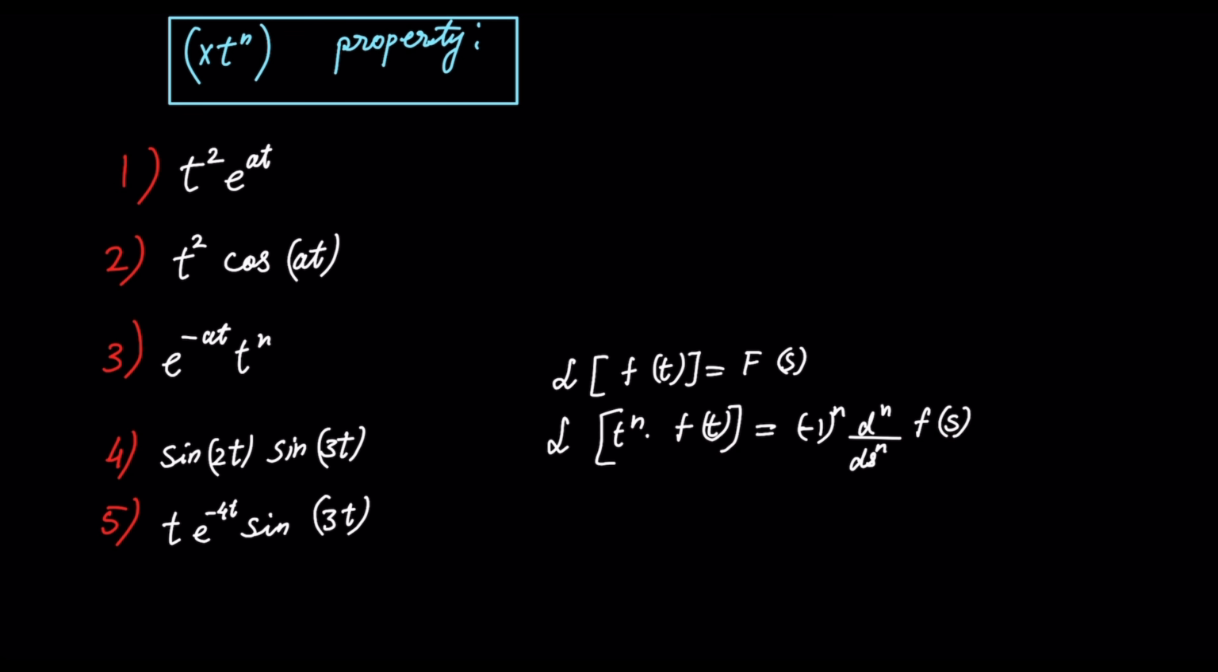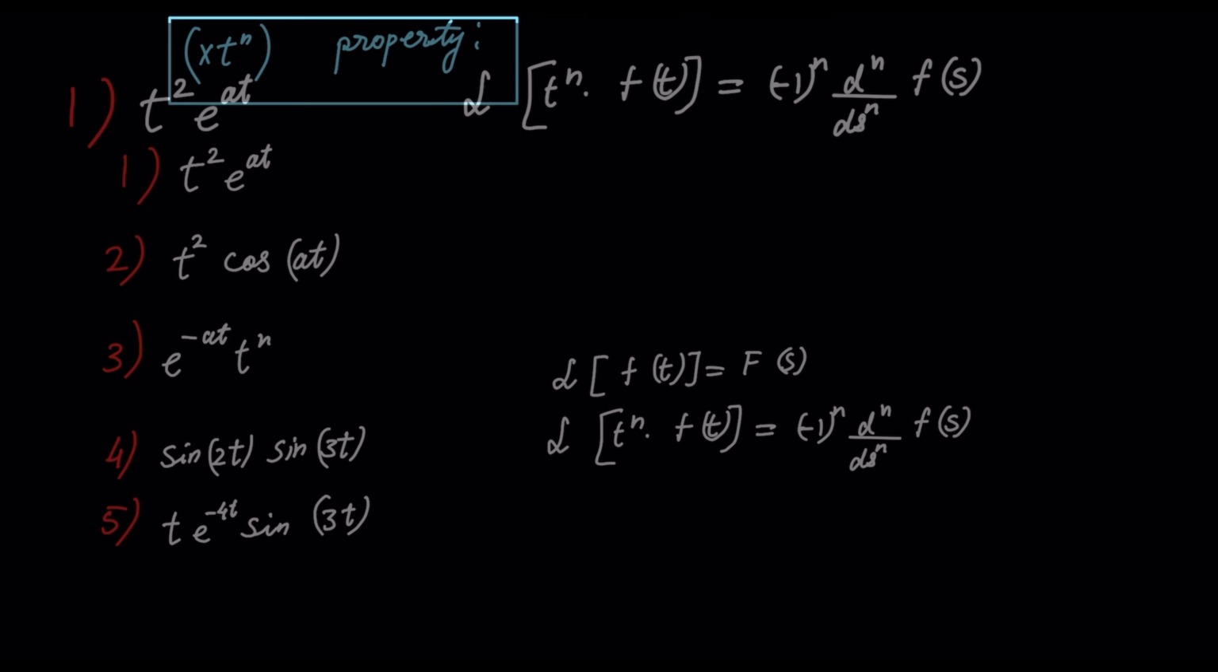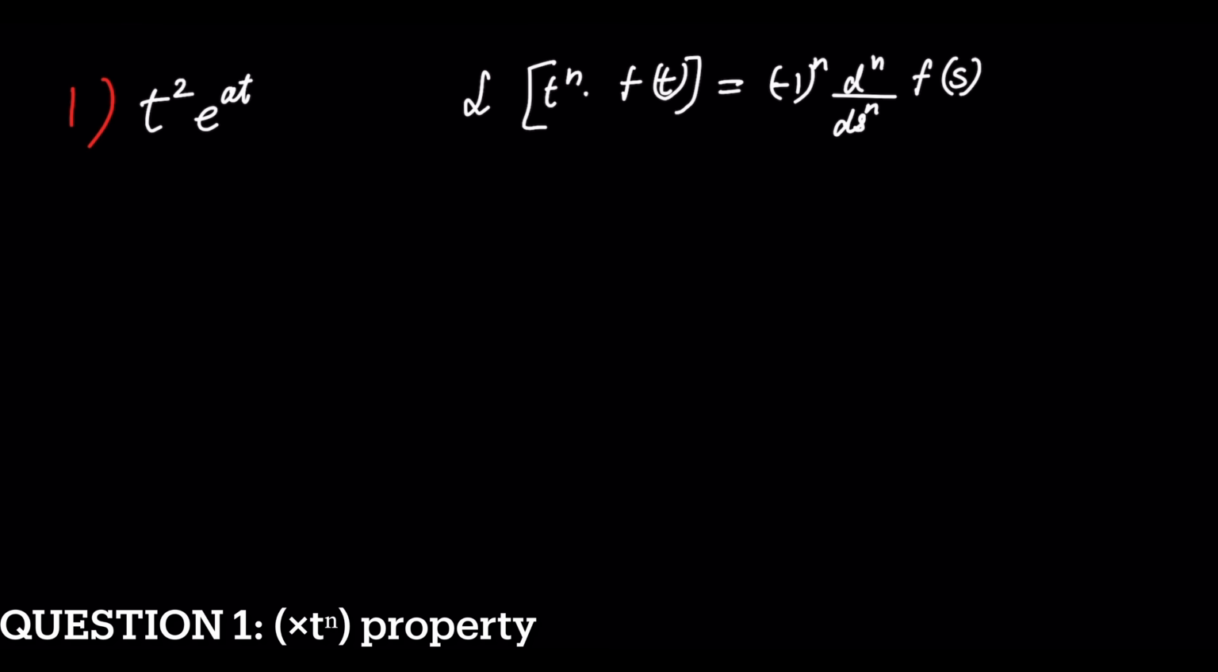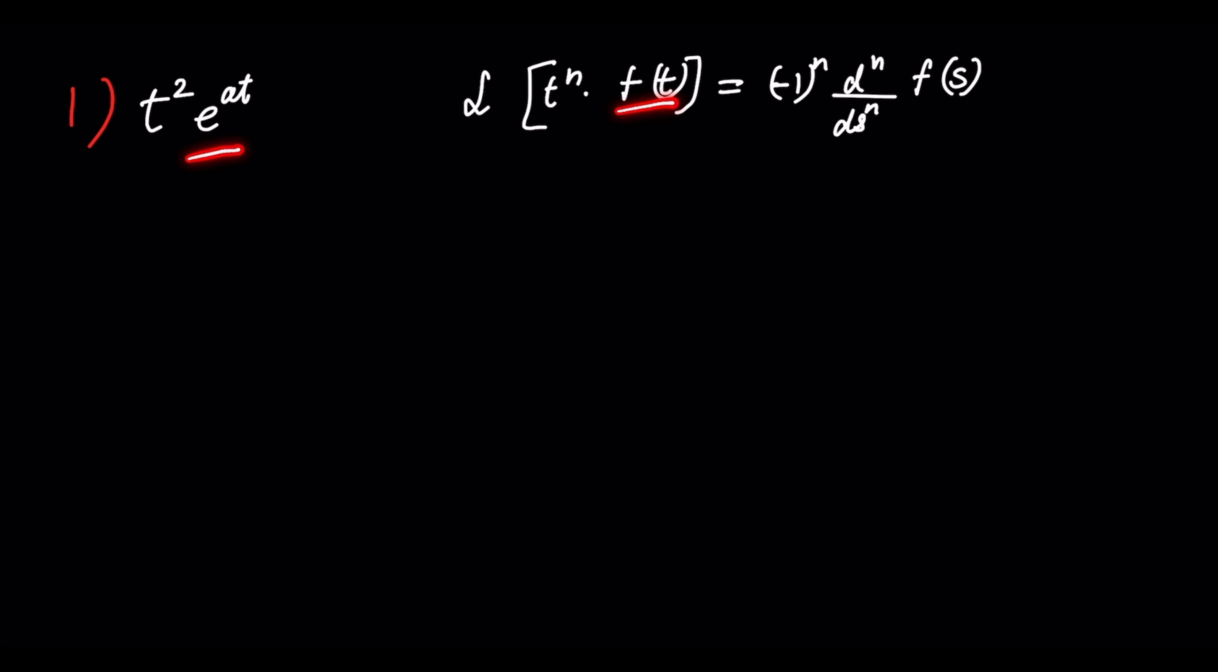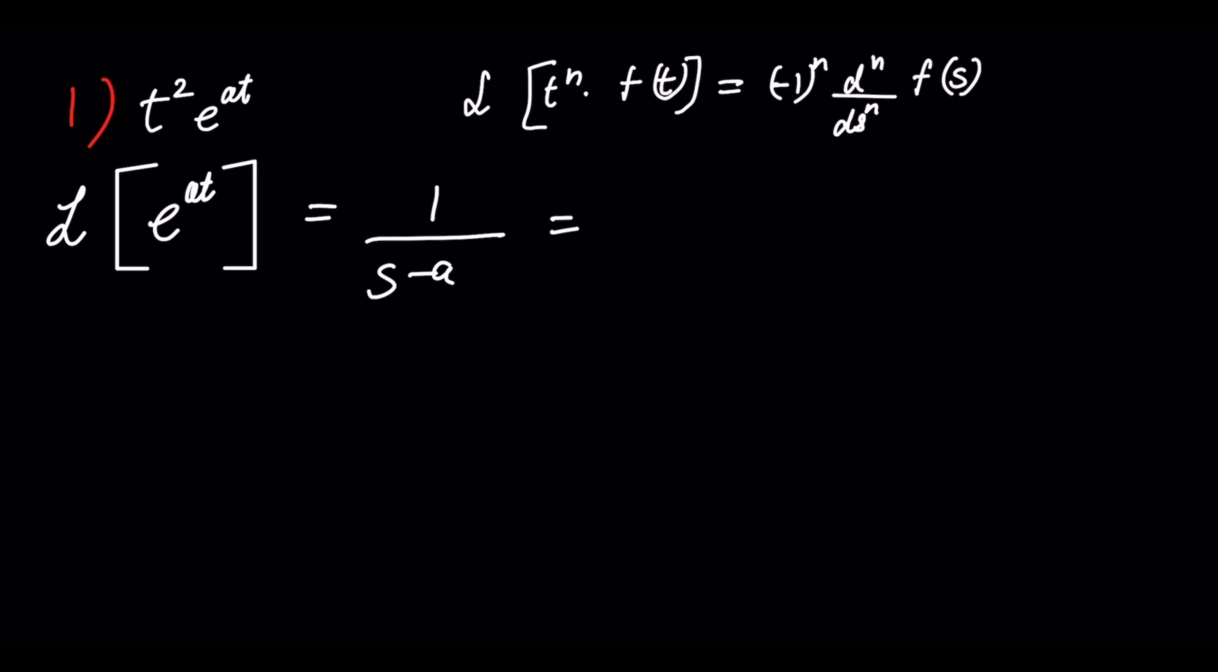So let's start with our first example, t squared e power at. In this example, we can see that t power n is equal to t squared, and f of t is going to be e power at. We will first take the Laplace transform of f of t, and then using this formula, we will place it in F of s. So let's do that. Now applying the multiplication with t power n property.